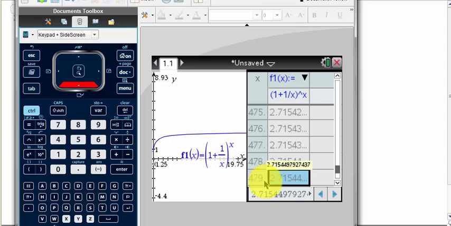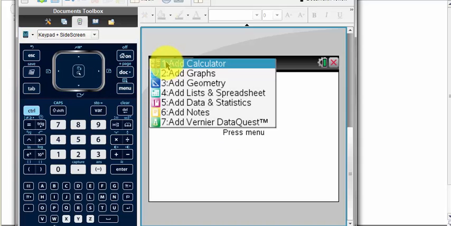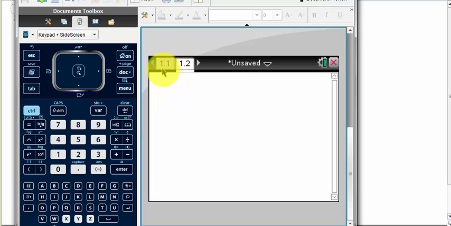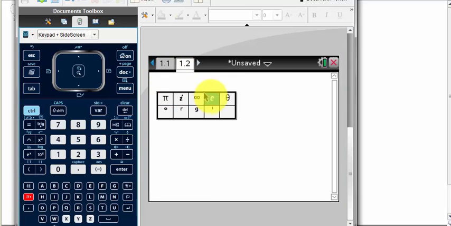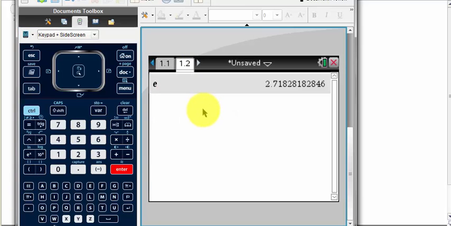And if I continue going like this, what this is actually approaching, and there's a much more rigorous way to do this, is a very special number known as e. It's called Euler's number, and it's approximately 2.718.